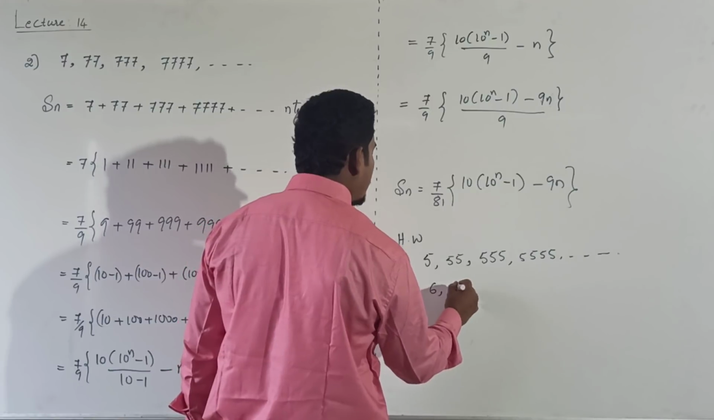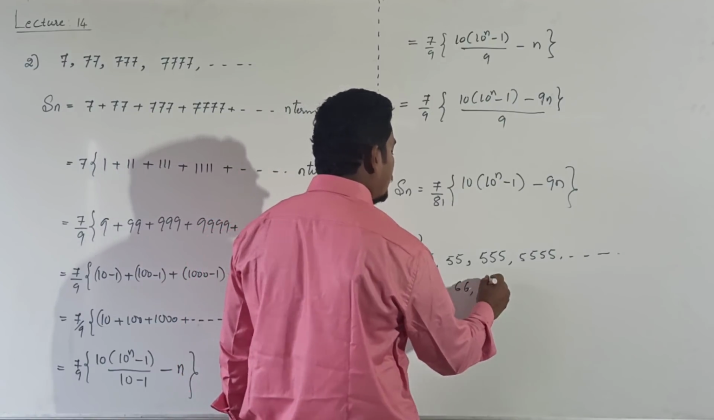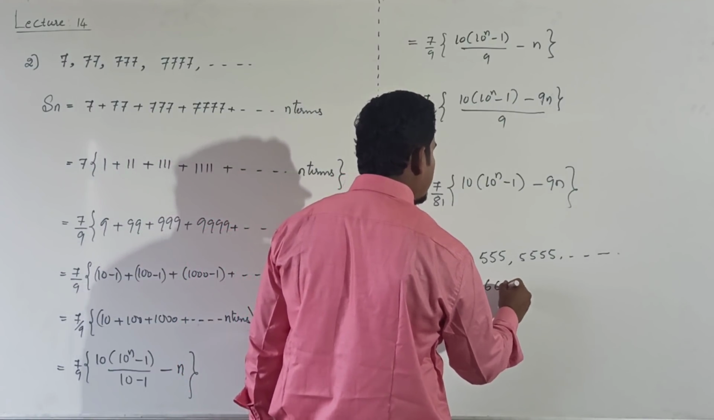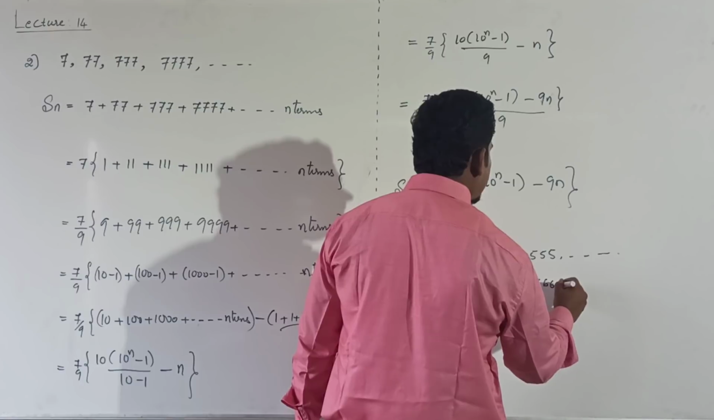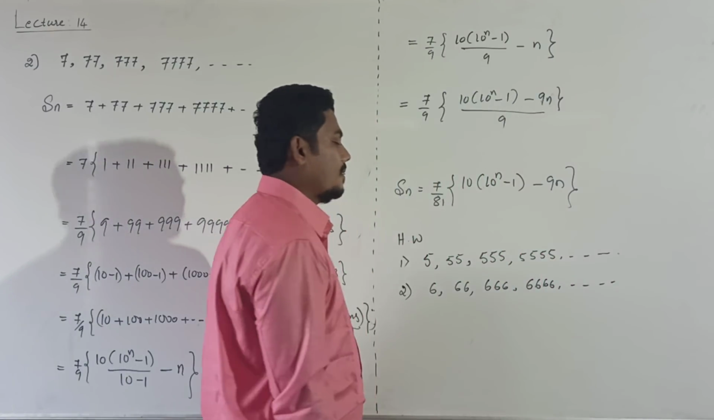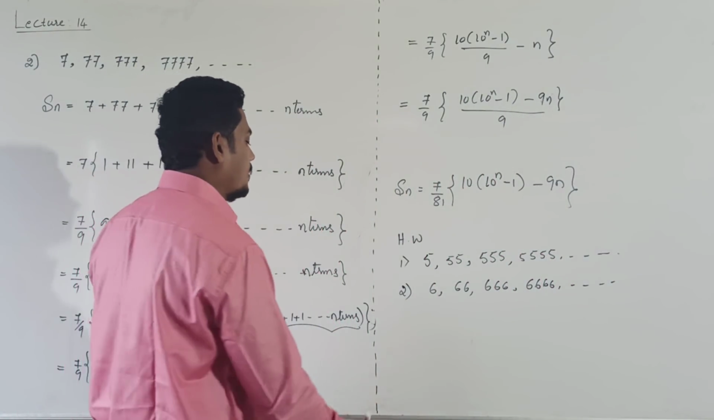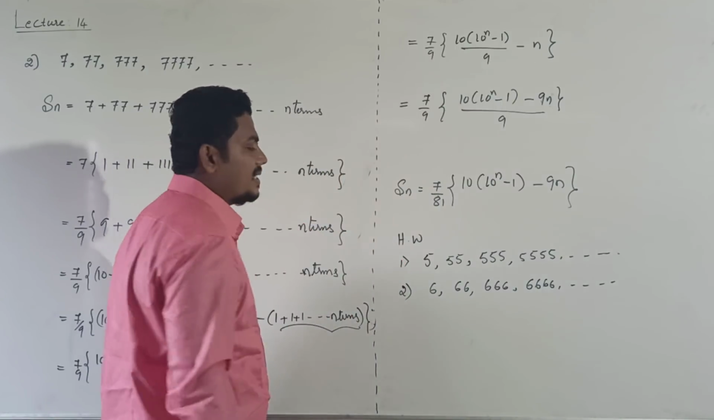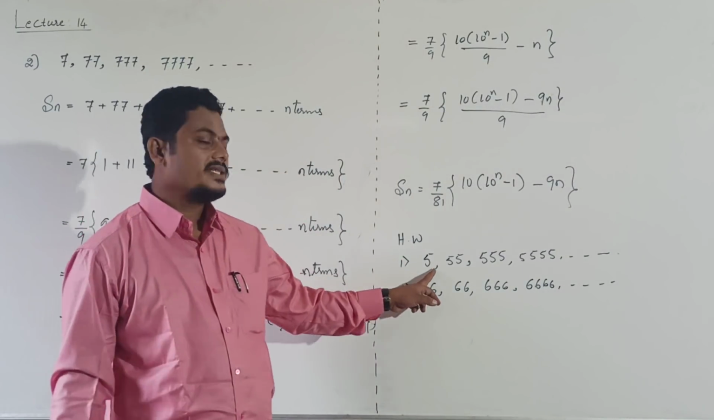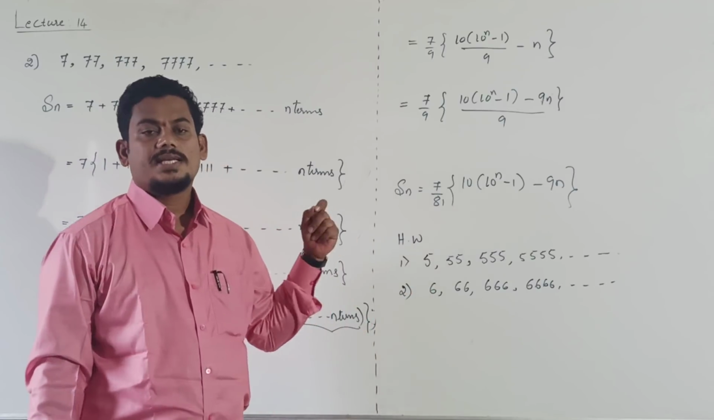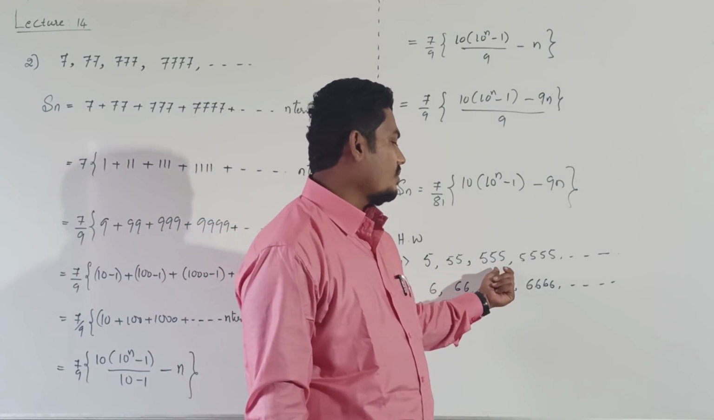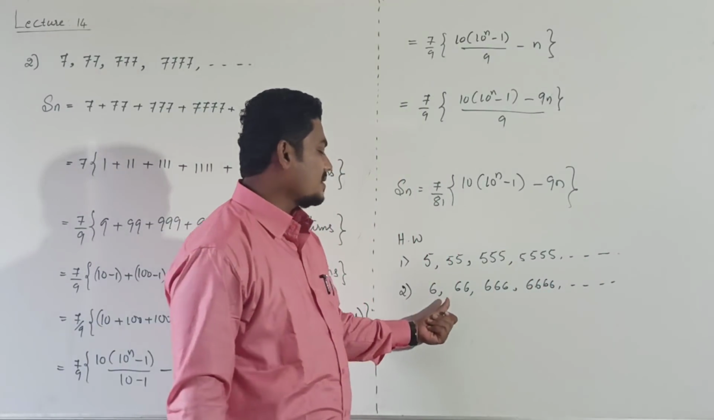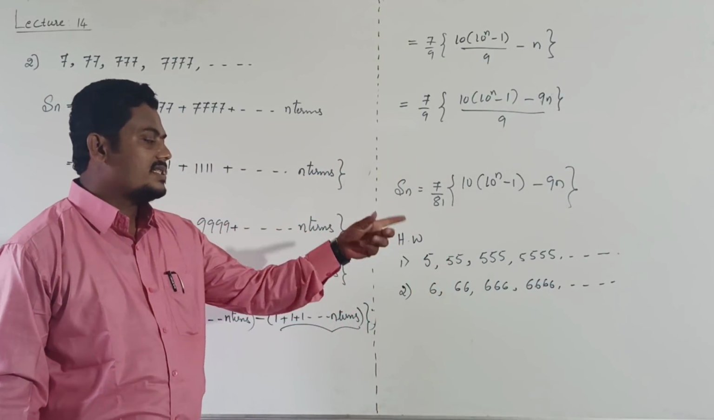Second one, 6, 66, 666, next 6666 and so on. Do these two as homework. Find the sum to n terms of the sequence 5, 55, 555 and so on. Next one 6, 66, 666 and so on.